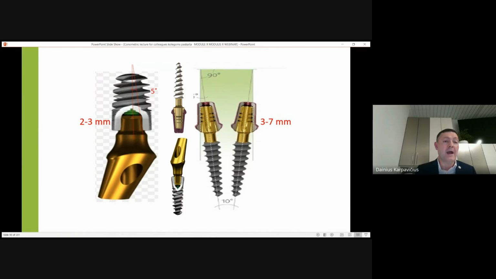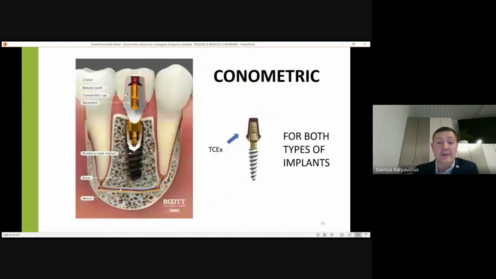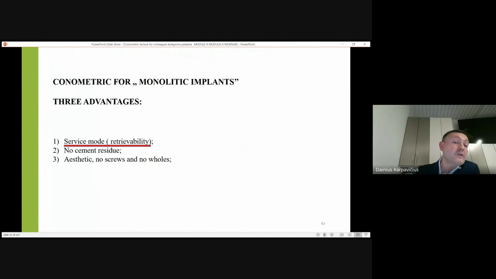Of course, we add monolithics where we have atrophic bones. We love pterygoids as well, because pterygoids are also like monolithic implants. But coming back to conometric, as I said, this is for two-piece implants and monolithic implants as well. And here we also found some advantages while using this type of prosthetic solution for monolithic. This is one of the very sensitive ones. It is retrievability, to remove the prosthetic whenever it is necessary, even after 10 or 15 years.